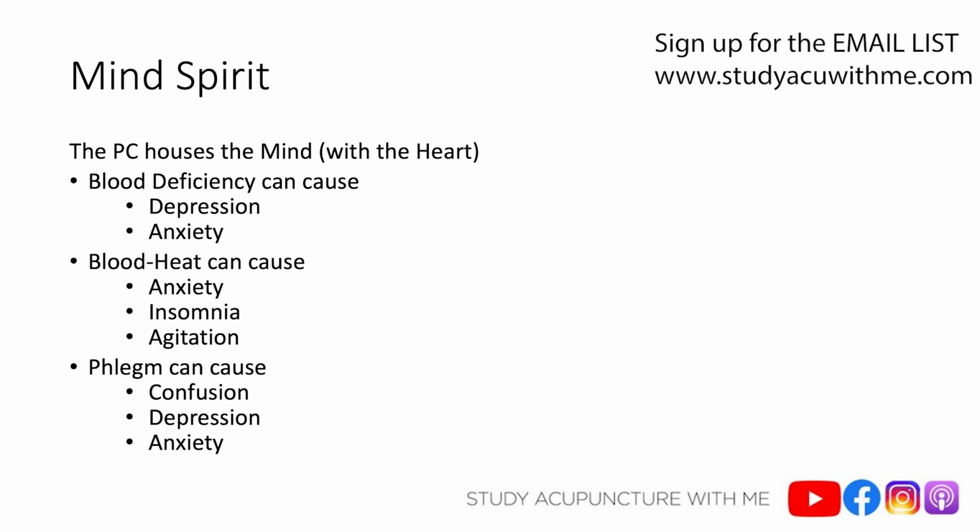Because we already talked about how the pericardium houses the mind. And we already talked about how some of the points on the pericardium channel specifically say calms the spirit. So there's a relationship there between the mind, spirit, and pericardium. Now, specifically, there are 3 cases where the pericardium will have an effect on our mental and emotional state. And these cases are blood deficiency, blood heat, and phlegm.